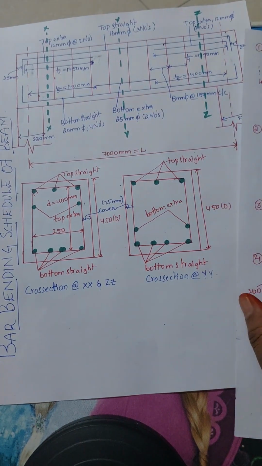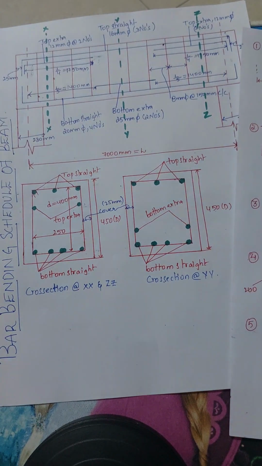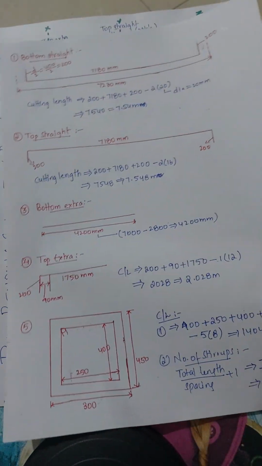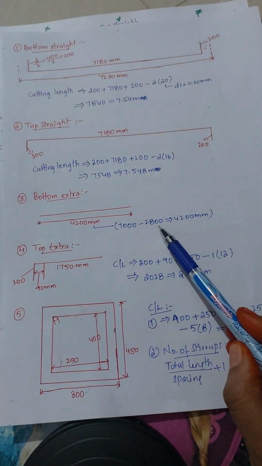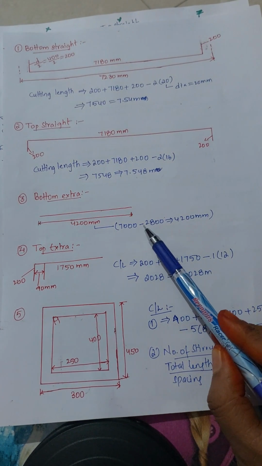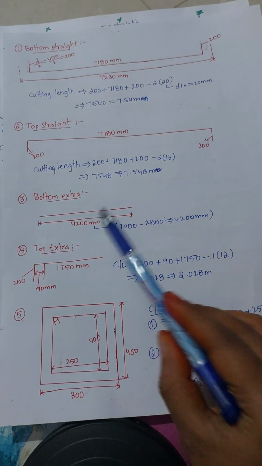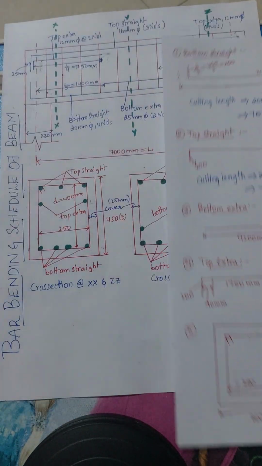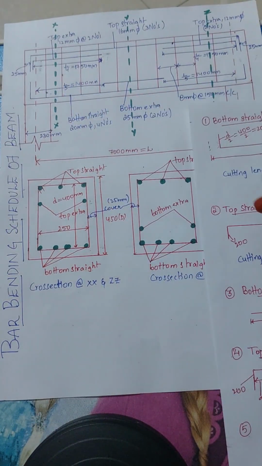So this 7000 minus this 1400 minus 1400, if we do, we will get the bottom extra. So 7000 minus 2 times 1400 is 2800 mm. So after doing subtraction we will get 4200 mm, which is the bottom extra we are providing. Now we will calculate the top extra which we have provided at both sides.